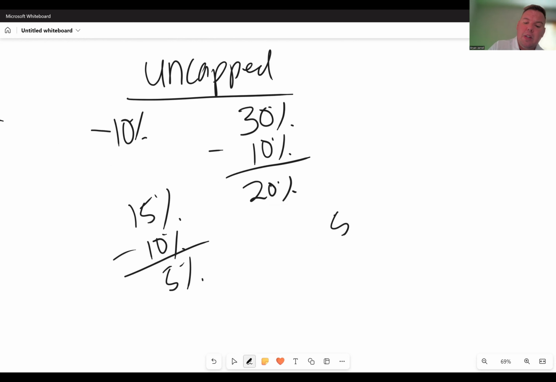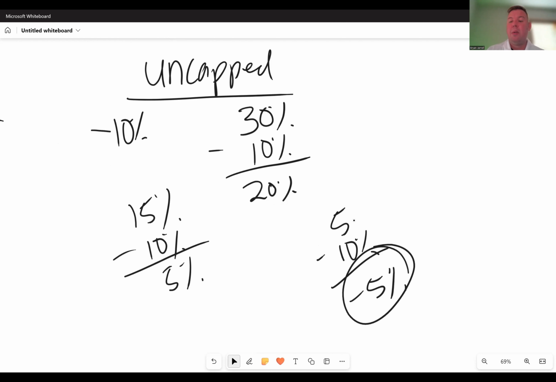Now, if the market was to do 5 and then take a 10% spread, normally this would be a -5. But remember, zero's the hero. You don't actually lose. You would just lose your options budget. So therefore, your principal is protected.